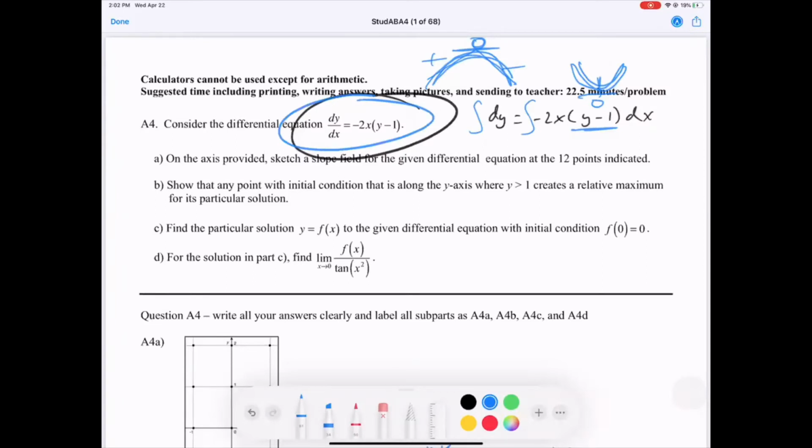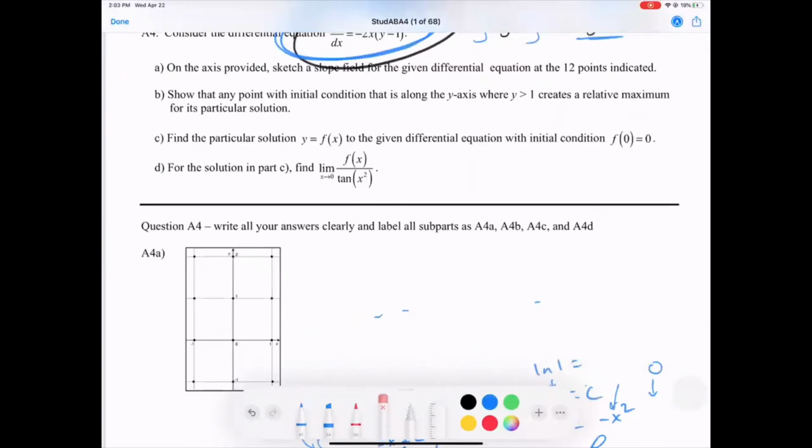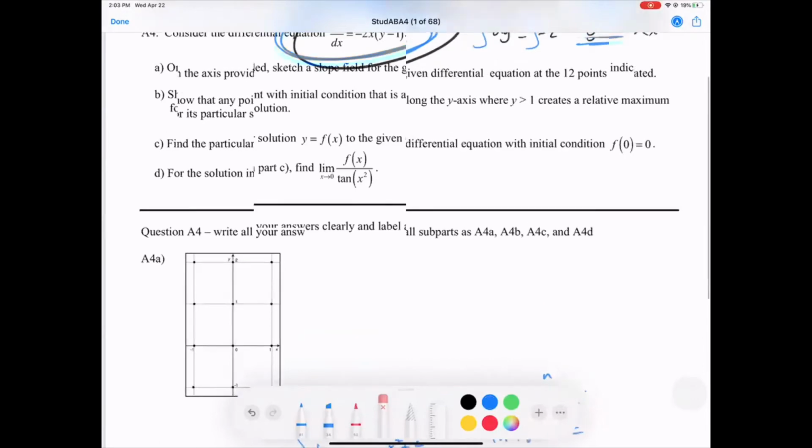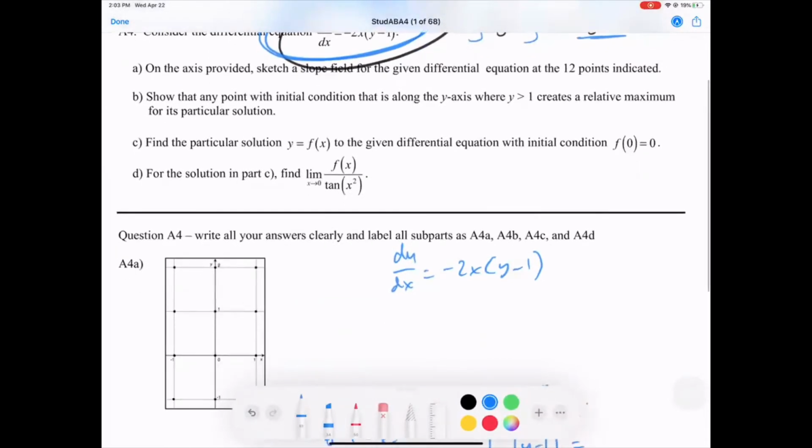So what they're trying to say is, looking at the derivative here, they want you to tell them why it's a maximum. Now, I was doing this using the first derivative, and if I look at the slopes of this problem, dy over dx is equal to negative 2x times (y squared minus 1), okay?